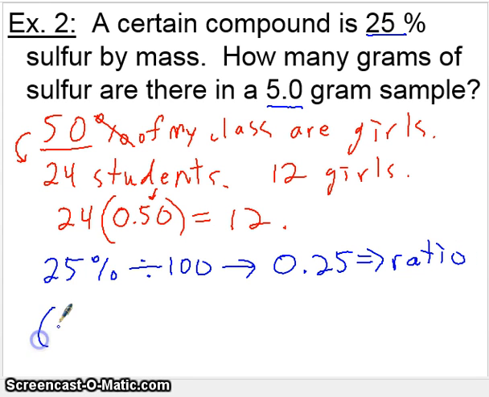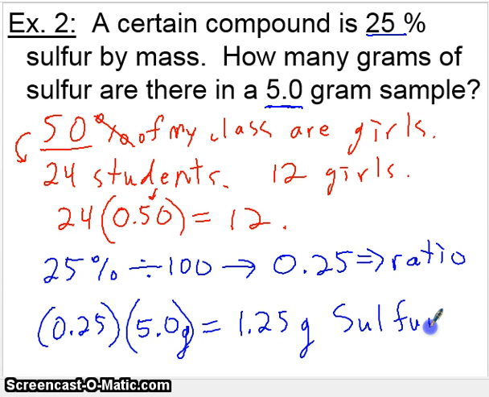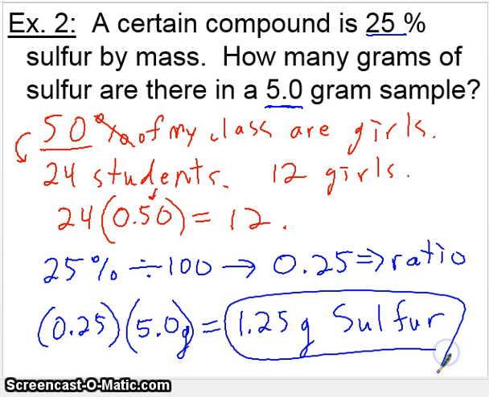So we'll simply take this 0.25 and multiply it by the total, in this case 5.0 grams. And if you do this, you will get 1.25 grams of sulfur, which is pretty easy, not too bad at all. So this is really, in a way, reversing the percent formula. If you want me to show you, you can rearrange the percent formula to actually get this.